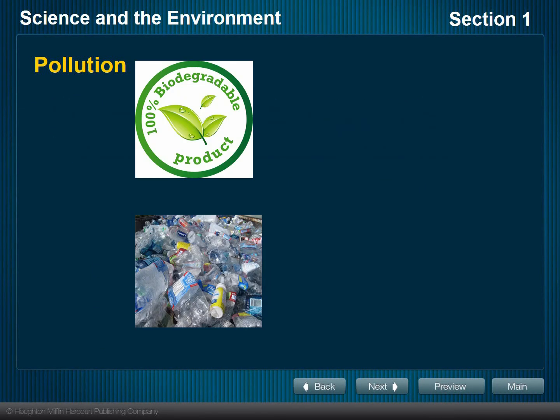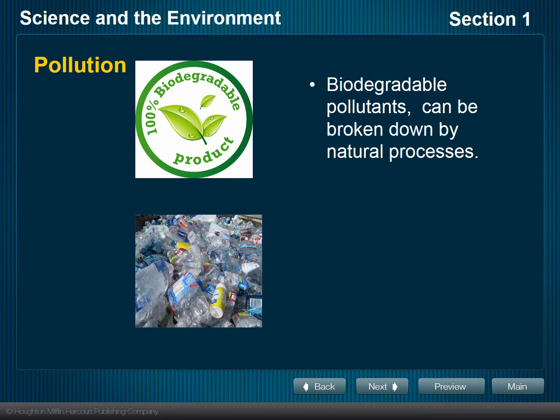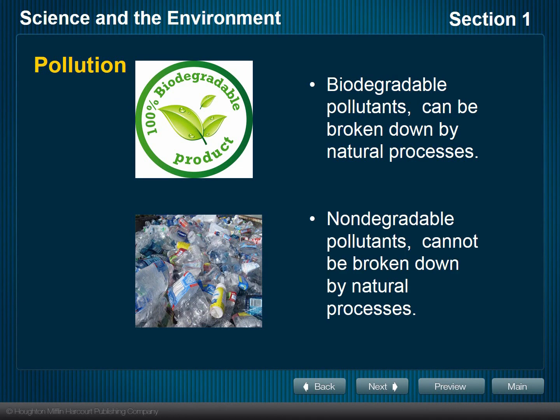There are two main types of pollutants: biodegradable pollutants, which can be broken down by natural processes. An example would be a newspaper. And then there are non-degradable pollutants, which cannot be broken down by natural processes. That includes materials such as mercury and plastic. Degradable pollutants are a problem only when they accumulate faster than they can be broken down. However, non-degradable pollutants do not break down easily, so they can build up to a dangerous level in the environment.